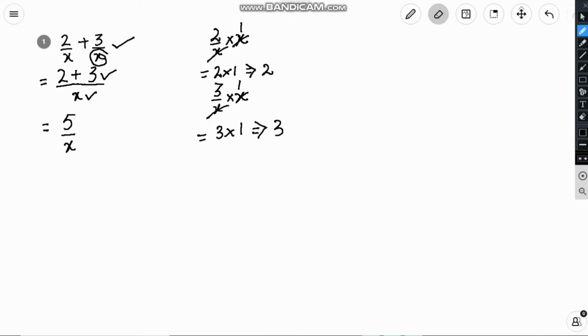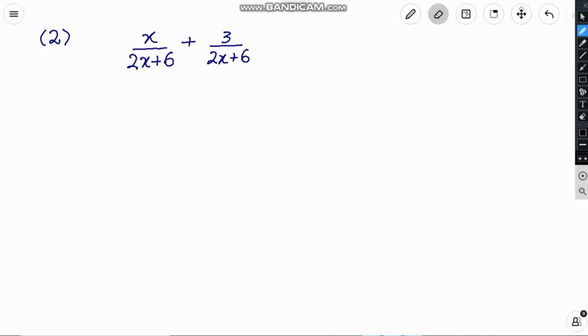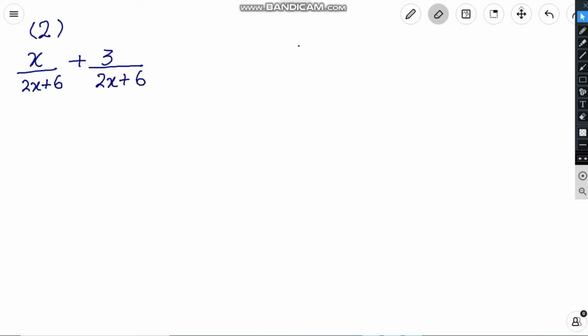So let's move to the second question. So this time we are given a question again having the same denominator. So as you know very well, the method to solve the rational expressions having the same denominator. So what is the method? Just place a line here, write the number or the polynomial in denominator. So again repeat the method.